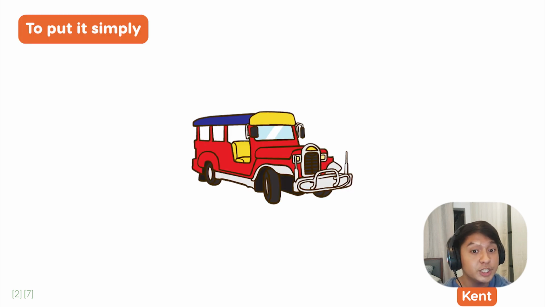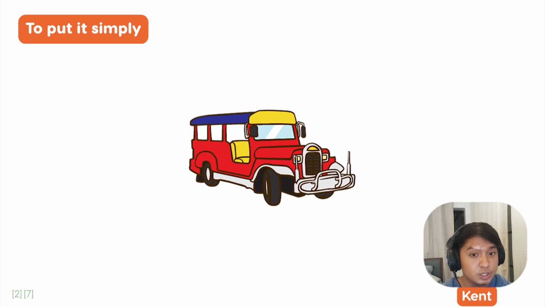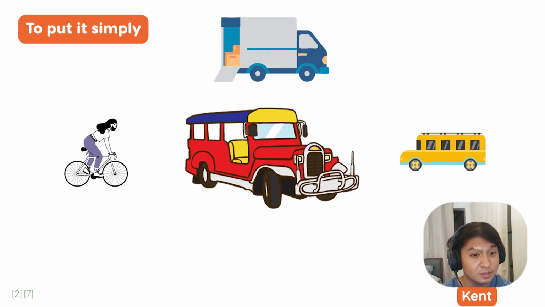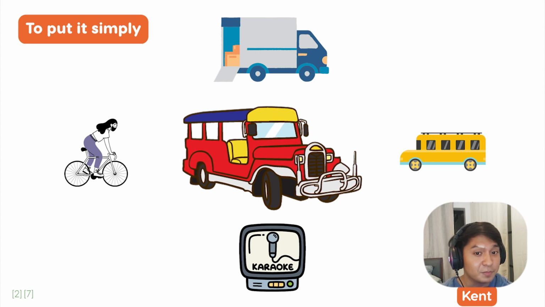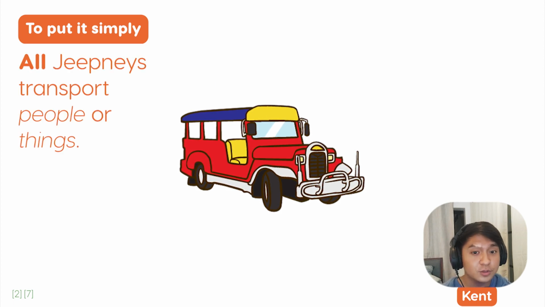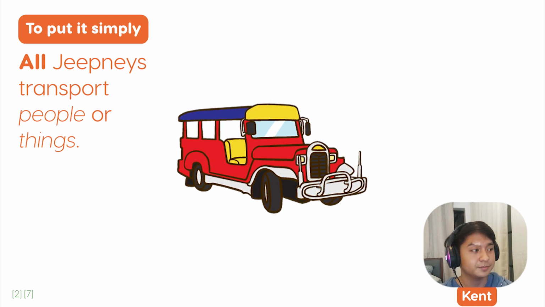Take for example a jeepney, a popular mode of transportation in the Philippines. Jeepneys are quite versatile as they can serve as a daily commute vehicle, a school bus, a delivery truck, or even a mobile karaoke unit. Nonetheless, irrespective of the specific purposes they serve, all jeepneys transport people or things.